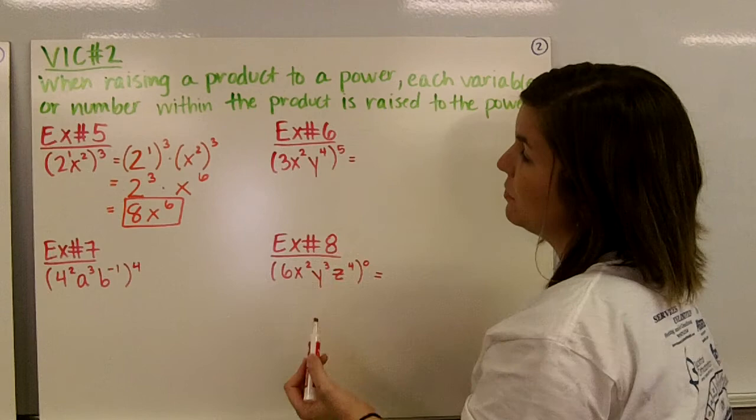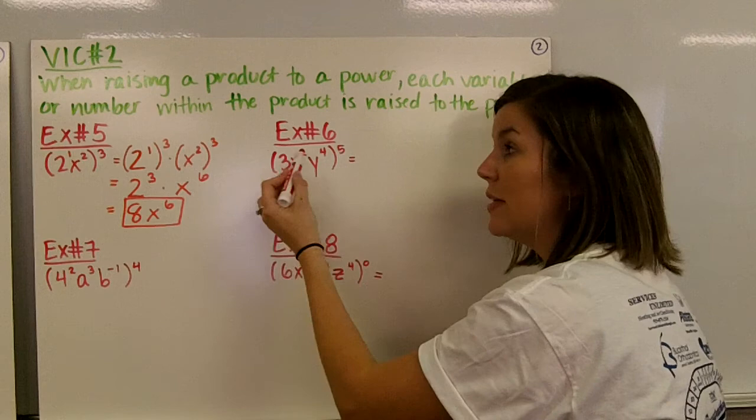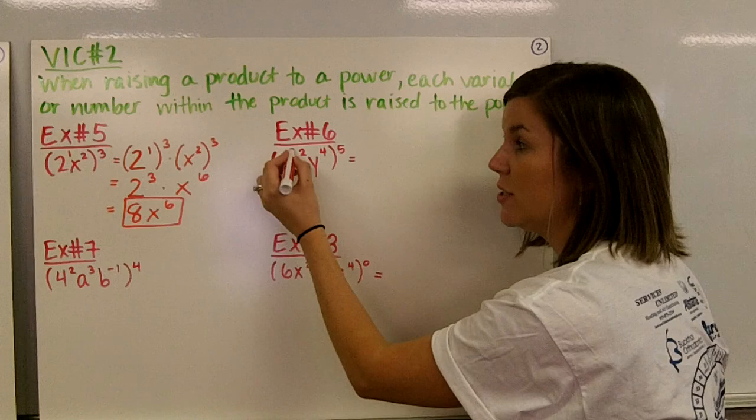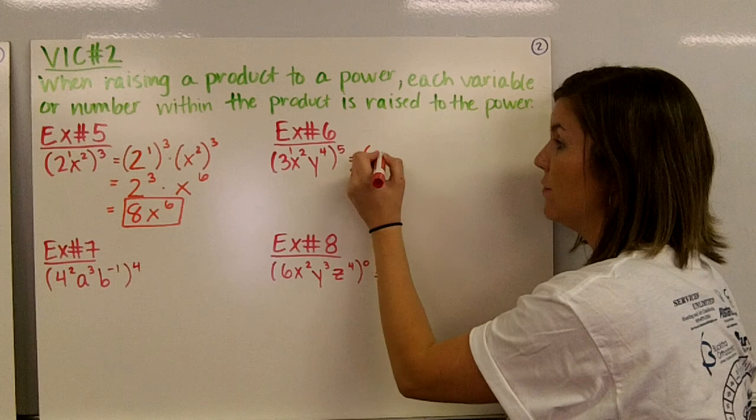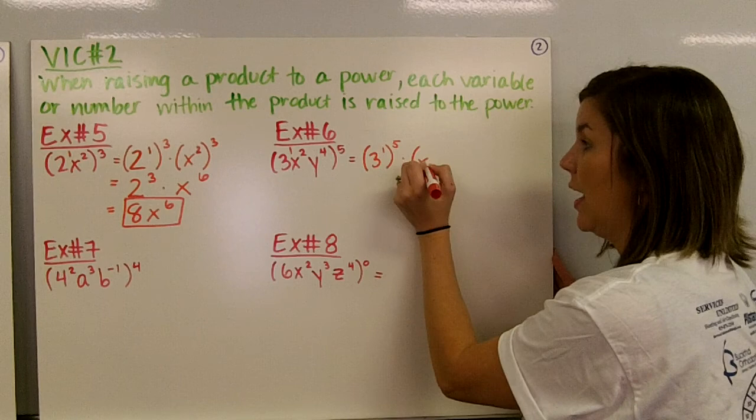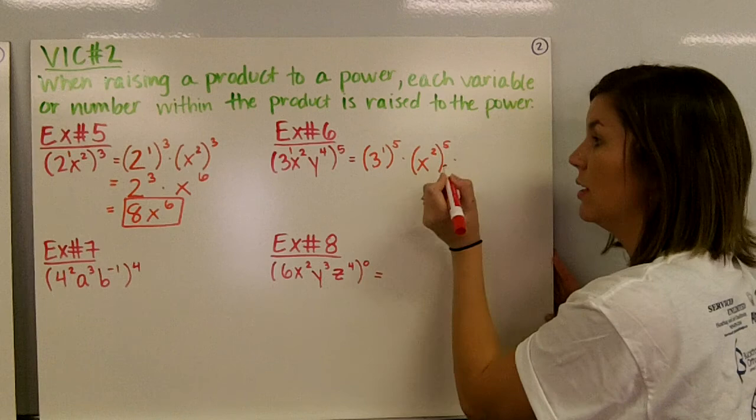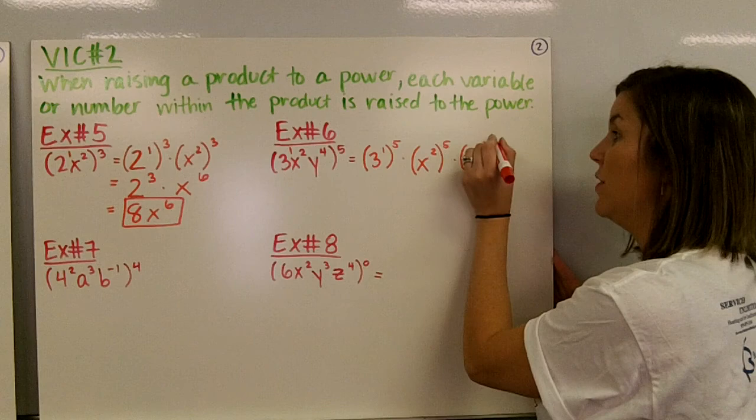Example number 6, 3 times x squared times y to the 4th, all of this raised to the 5th power. So we're going to write them individually. Now right now the 3 is to the 1st power. Remember, if you don't see the exponent, it's a 1. So I have 3 to the 1st power raised to the 5th power times x to the 2nd power raised to the 5th power times y to the 4th power raised to the 5th power.